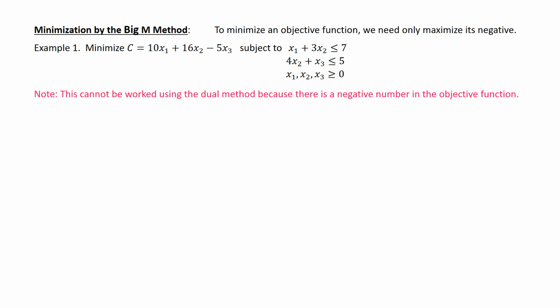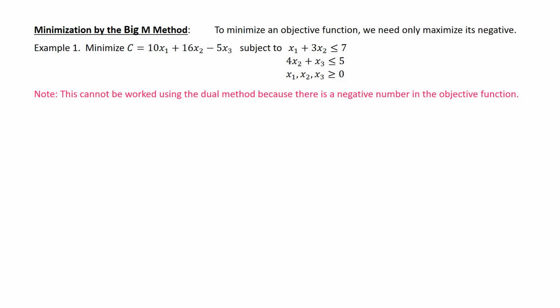So in the first example, we're going to minimize C equals 10x1 plus 16x2 minus 5x3, subject to the constraints x1 plus 3x2 less than or equal to 7, 4x2 plus x3 less than or equal to 5, and x1, x2, and x3 non-negative.